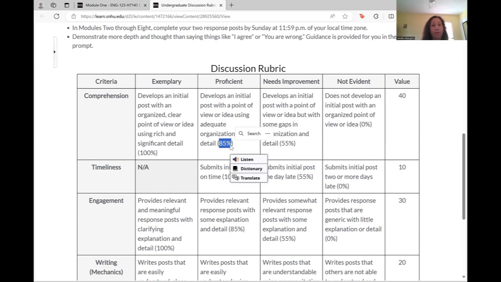So, the value of the criterion. Using the value of 40 from before as an example, do a little math. Pause while I calculate. 34 out of 40 points.